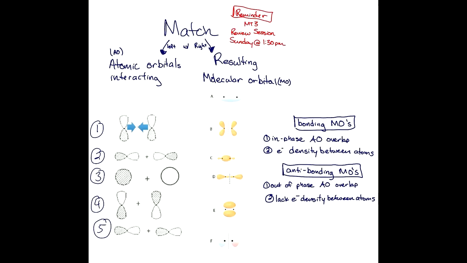Bonding MOs have in-phase atomic orbital overlap, and they have electron density between the atoms. Anti-bonding molecular orbitals are out-of-phase atomic orbital combinations, and they lack electron density between our atoms. They weaken bonds when we put electrons in them.